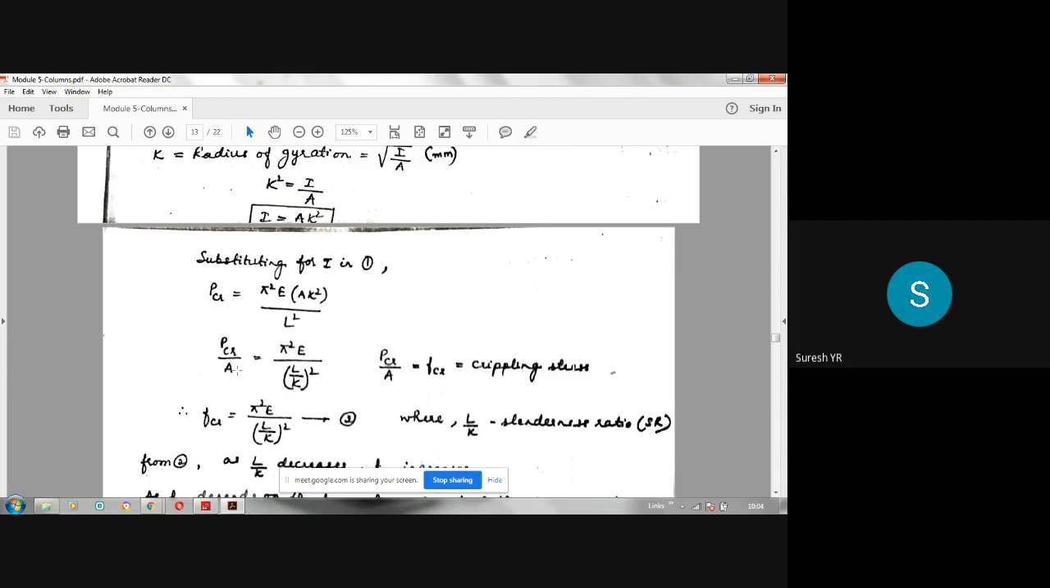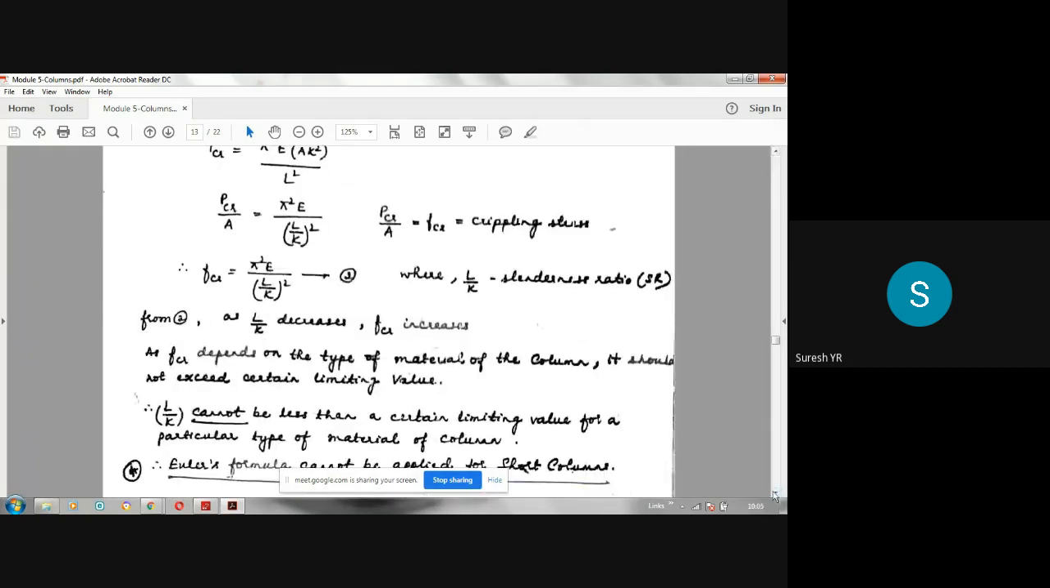So this PCR by A. PCR, as you know, is the crippling load, divided by A, the area of the column. Depending on the cross section of the column, circular, rectangular, or square, we will be knowing the area in millimeter square. So this is the crippling load divided by area. So load divided by area, we can take it as stress. So PCR divided by A is denoted by FCR. That is the crippling stress. FCR is equal to pi square E by L by K whole square, where L by K is known as the slenderness ratio.